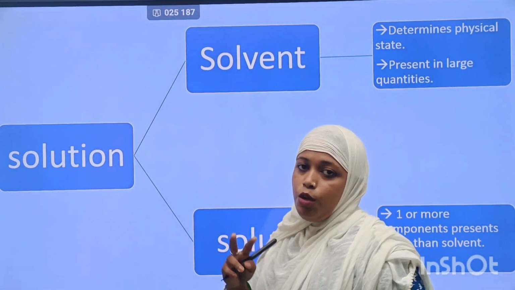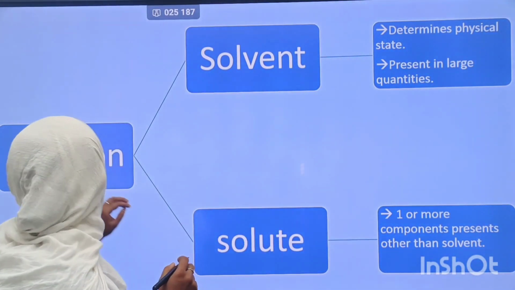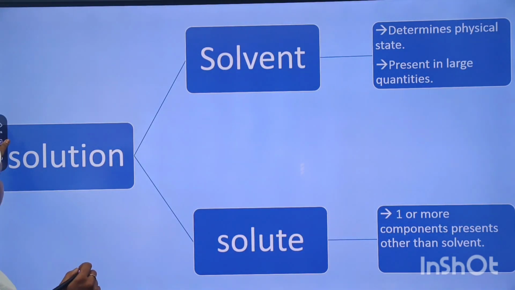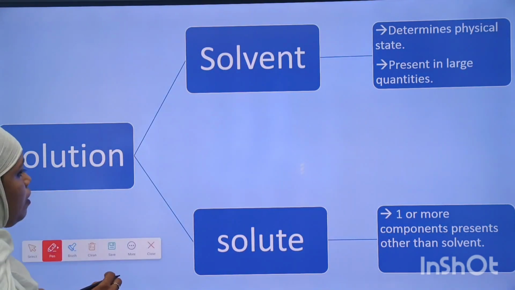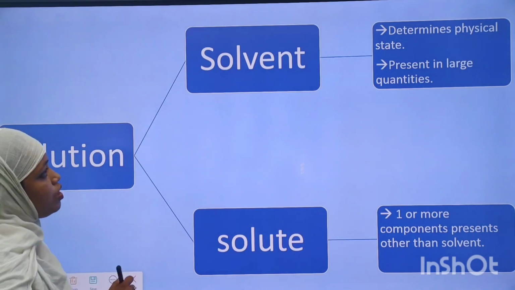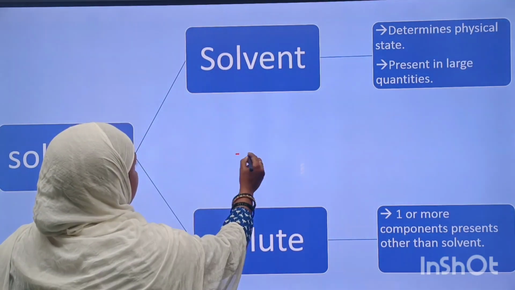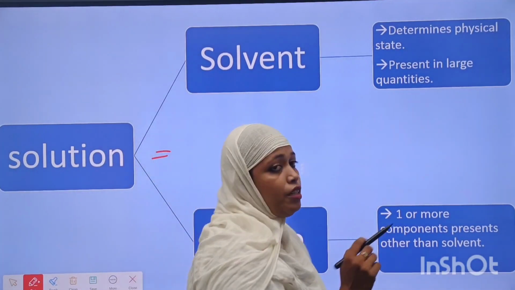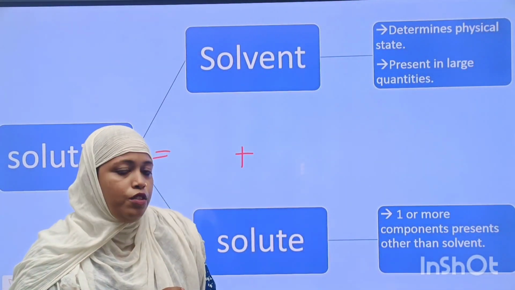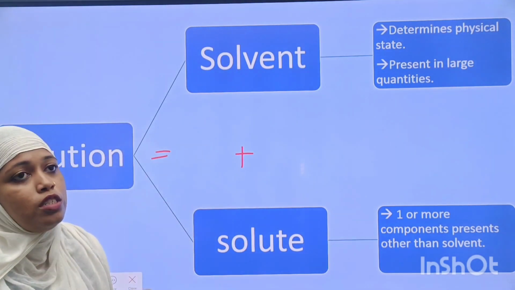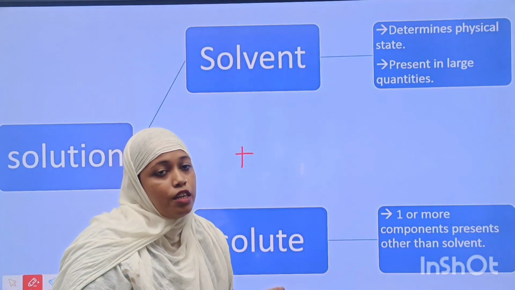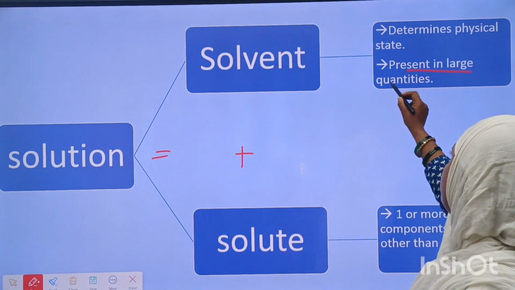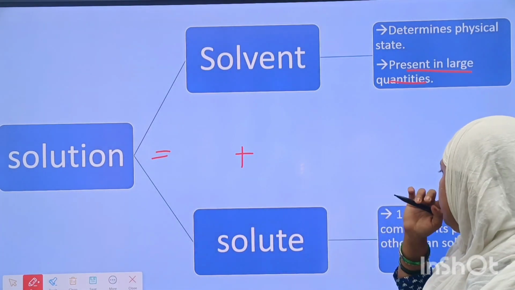now, a solution is made up of two components. One is a solvent and the other is a solute. As you see, these both combine to give us a solution. Now, the solvent determines the physical state of a solution. It determines whether the solution is solid, gaseous or liquid. And it is present in large quantities in a solution.